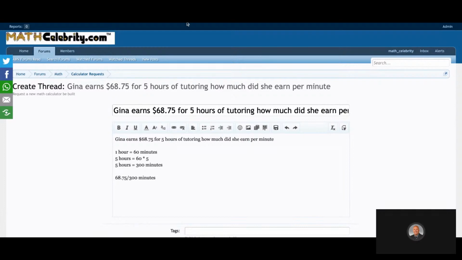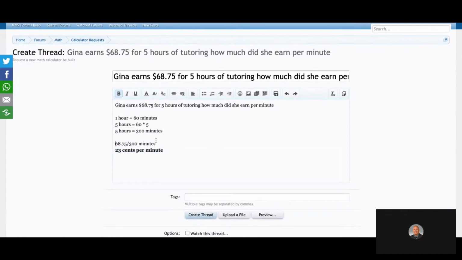So I'm going to go over here in another window where you could use your calculator if you want. 68.75 divided by 300. 23 cents approximately. So we got 23 cents per minute is our final answer. So there were two parts here. First, the time units were different, so we had to get them matching. And then secondly, the cost per minute is just the total cost divided by the total number of minutes.